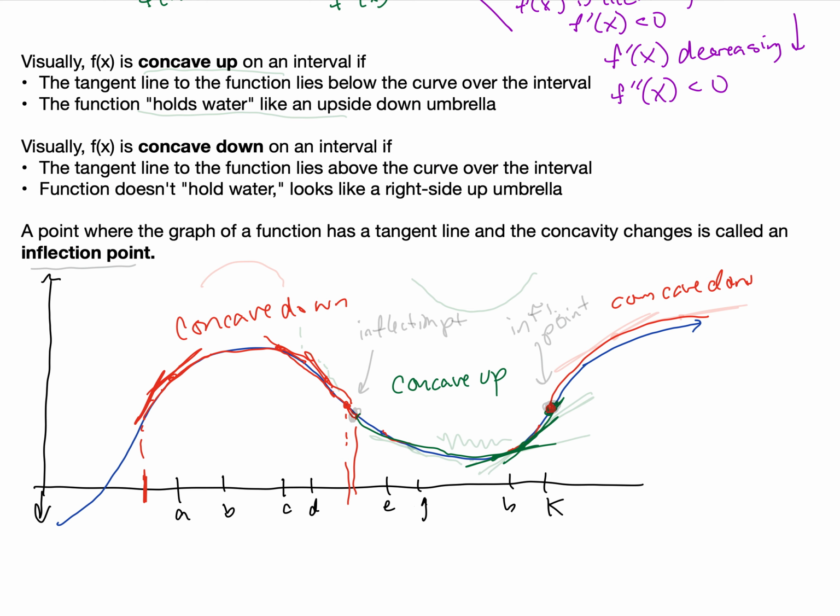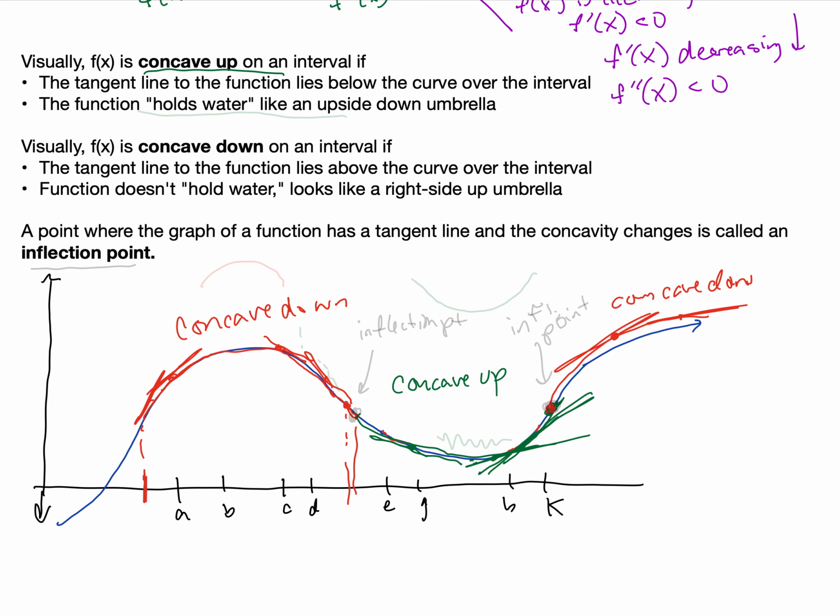Another way to see this visually is that a function f of x is concave up over an interval if the tangent line to the function lies below the curve over the interval. So you can see the tangent lines that we drew to this curve over the interval are all below the function for the concave up part, whereas for the concave down pieces, the tangent lines lie above the function when the function is concave down.